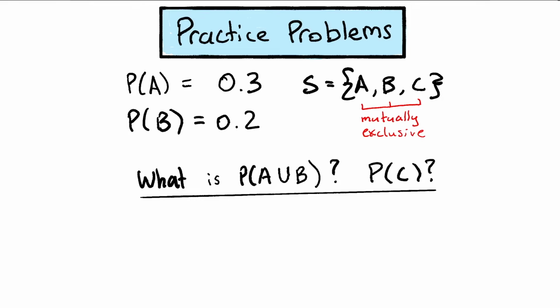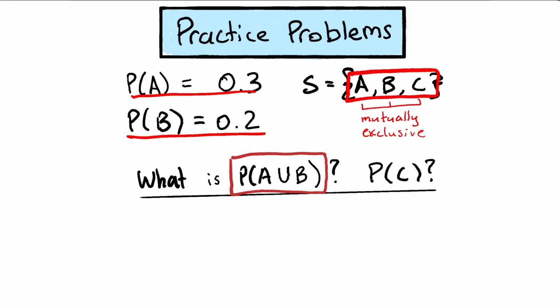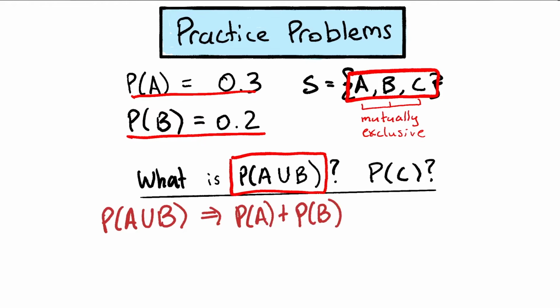Let's say the probability of A equals 0.3, and let's say the probability of B equals 0.2, and our sample space contains A, B, and C, which are all mutually exclusive events. What is the probability of A or B? Well, we know the probability of A or B from axiom 3 is the same as probability of A plus probability of B. That is because these 2 events are mutually exclusive. So our solution for the probability of A or B would be 0.3 plus 0.2, and that equals 0.5.